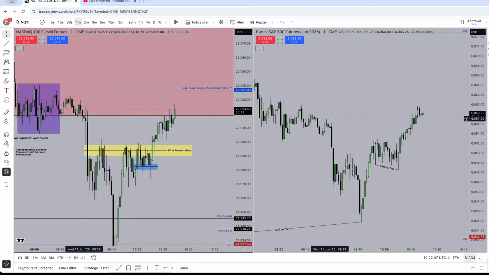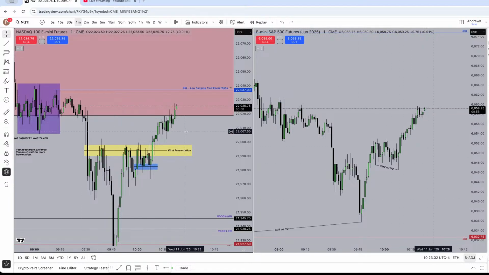So if you just look at these equal highs, let's just say those are the same. You'll see that NQ did not take them and ES did. Did we? No, we're not there yet. Anyways, I fully expect that to be hit still.